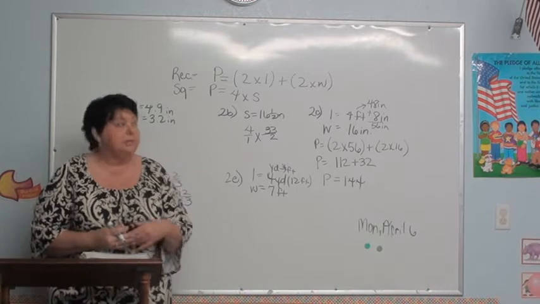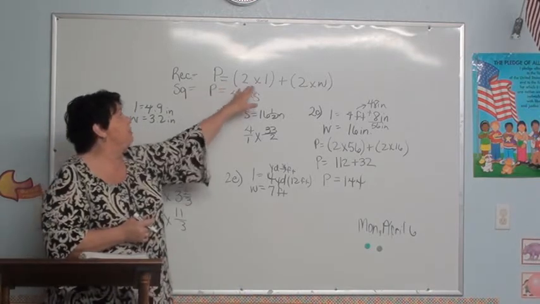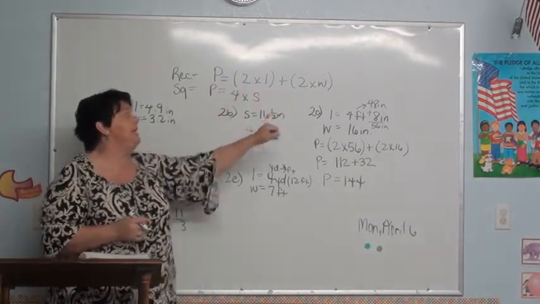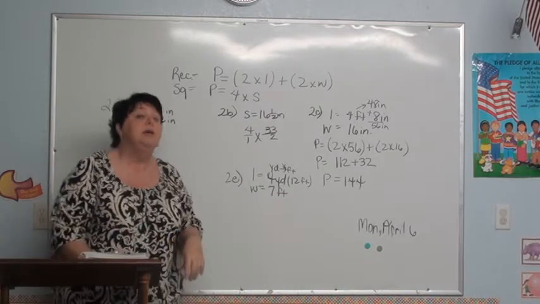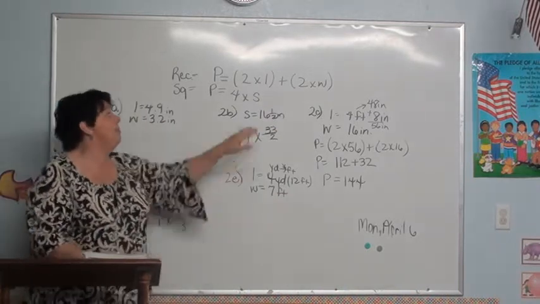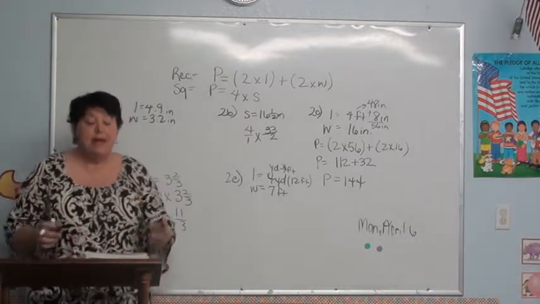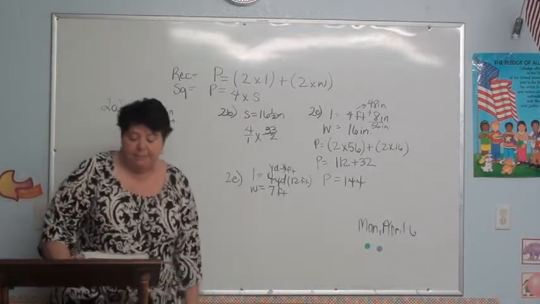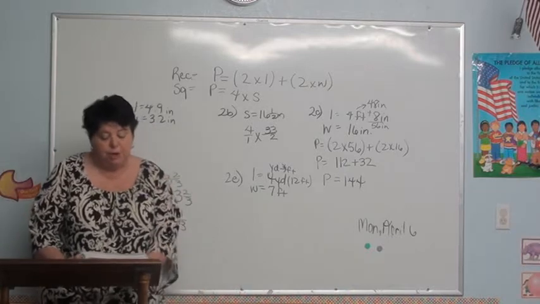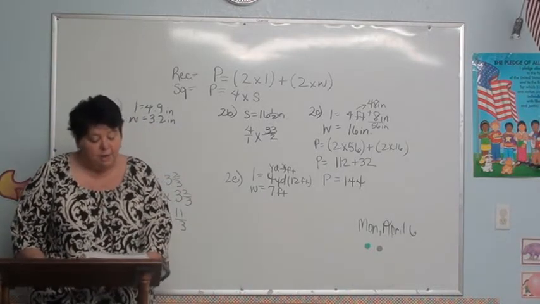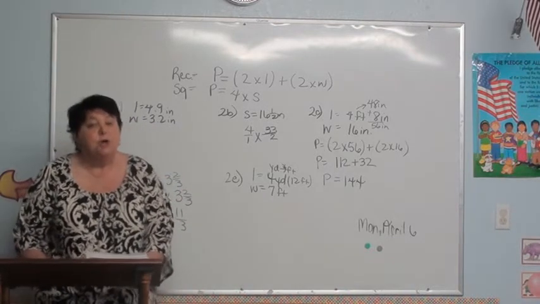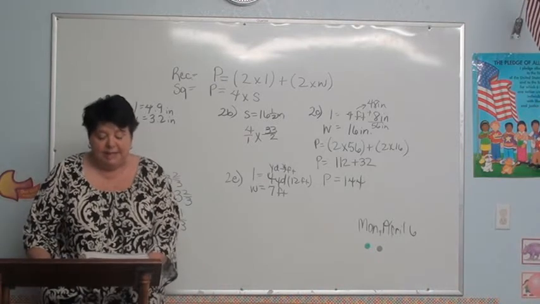Perimeter, I've got the formulas here. The perimeter of a rectangle equals 2 times length plus 2 times width. To find the perimeter of a square, it's 4 times side. So the area is sometimes divided up into square units. Sometimes the area problem is in square units, square inches, square feet, and so on.